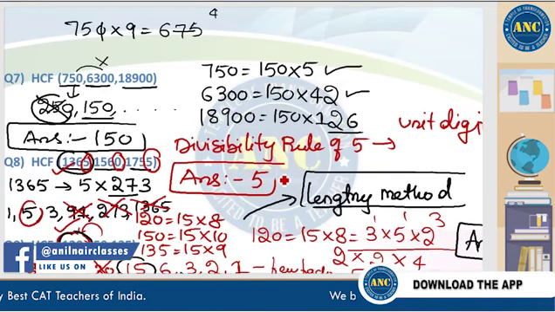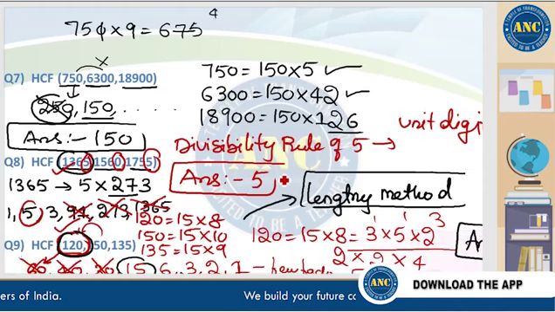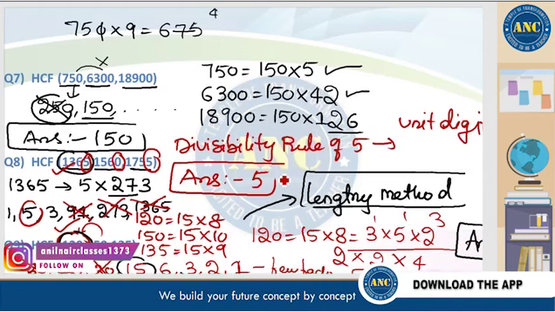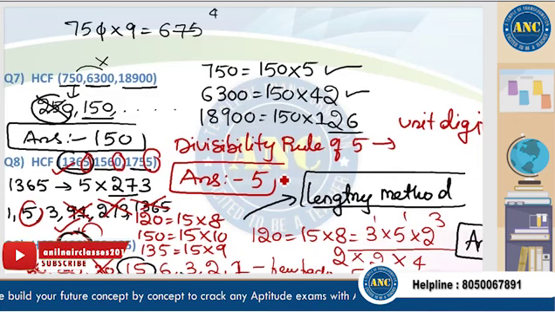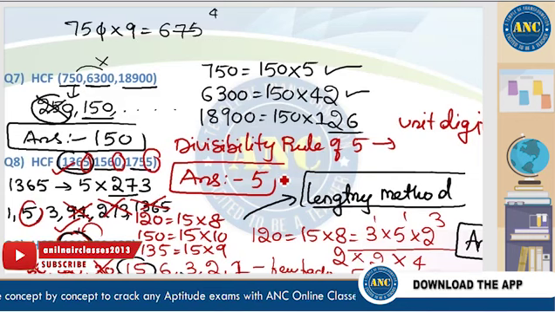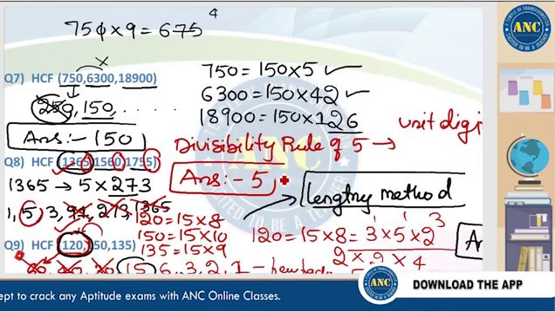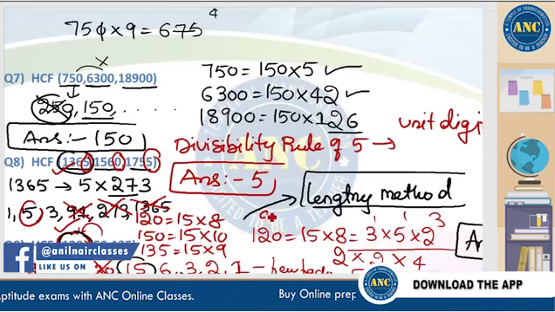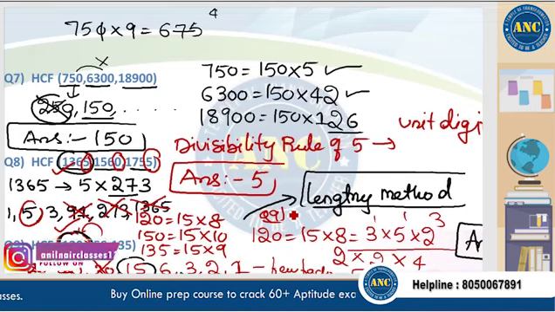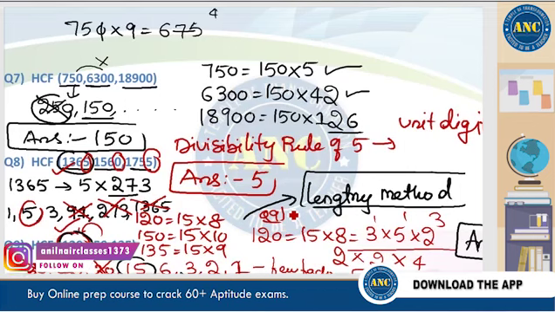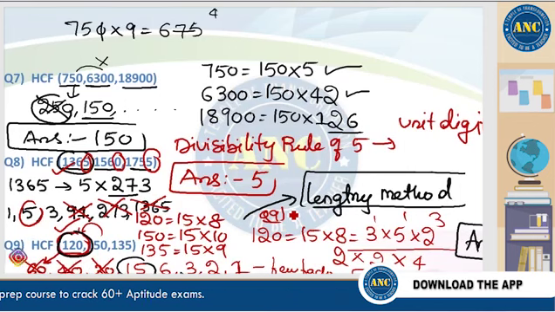Again, I am explaining all the concepts used in question number 7, 8, 9. Question number 9: HCF of 120, 150, 135. Take the lowest number, 120. 120 will not divide 150. 120 will not divide 135. 120 is not possible.